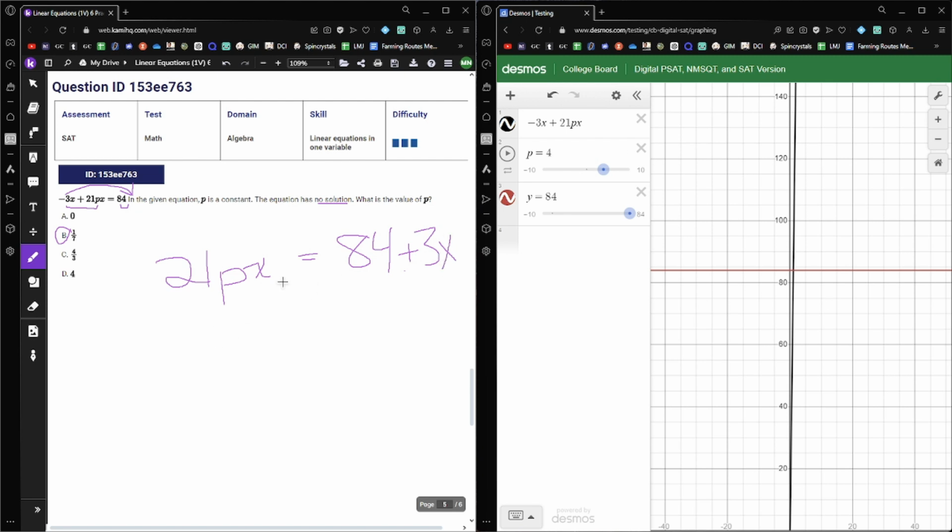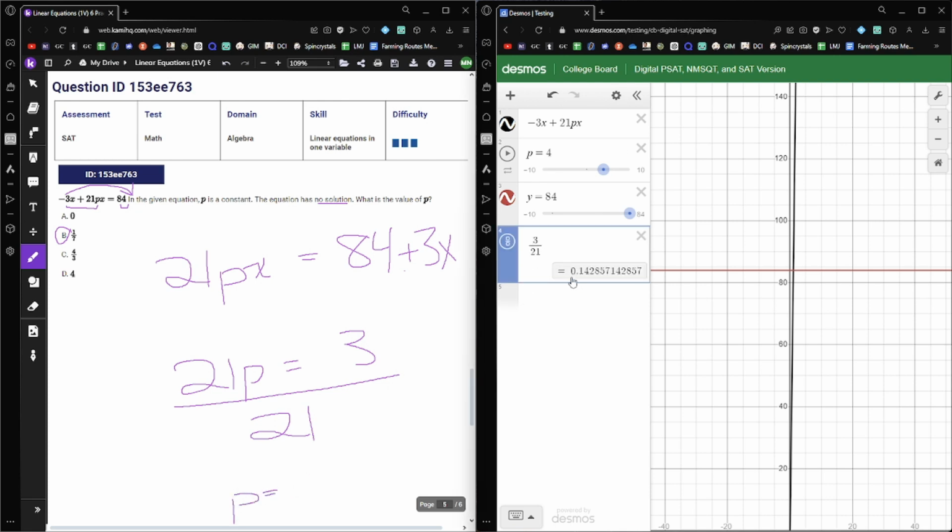Now all we have to do is set the slopes equal to each other. So 21p is equal to 3. Divide the entire thing by 21. And we get that p is equal to 3 divided by 21. We have an ugly decimal, but we can change that to a fraction. 1 over 7. So we still get the exact same answer. It's just up to you what method you're more comfortable with and which one you want to use to solve.